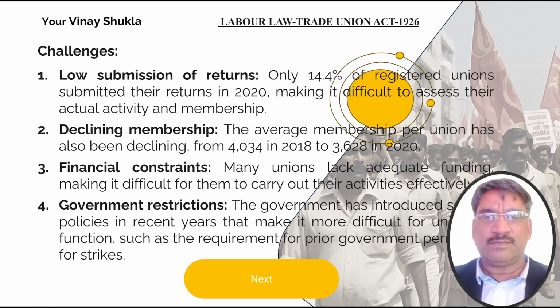Financial constraints. Many unions lack adequate funding, making it difficult for them to carry out their activities effectively. Government restrictions. The government has introduced several policies in recent years that make it more difficult for unions to function, such as the requirement for prior government permission for strikes.